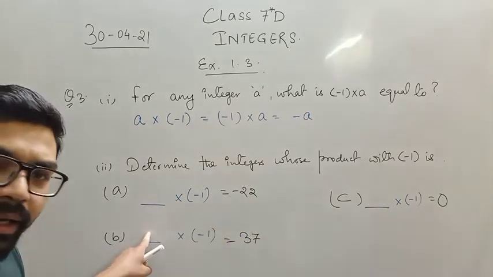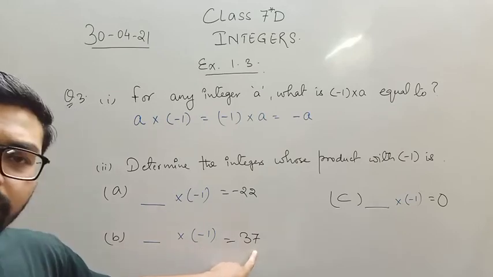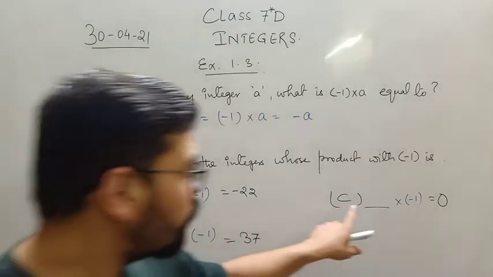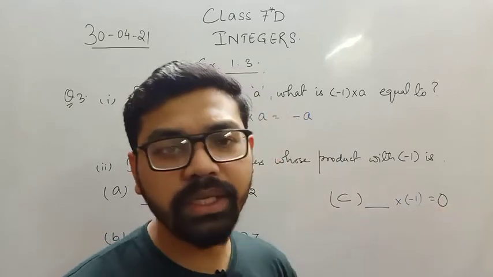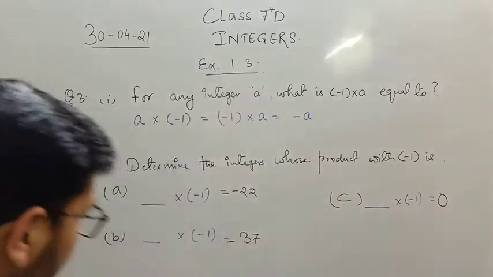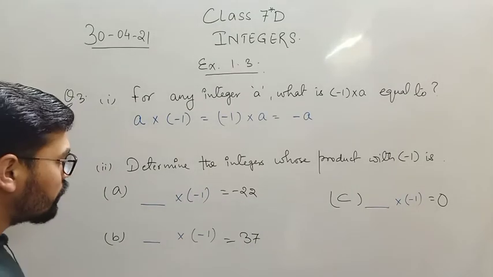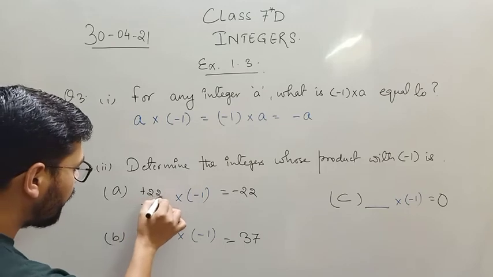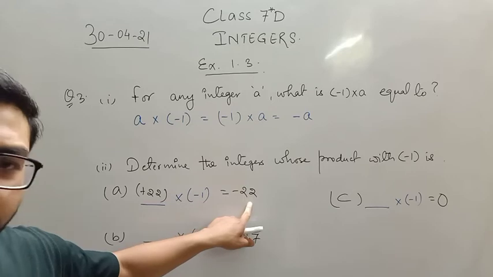What number will I get here, so that when I multiply this number with minus 1, I'll get 37? What number should come here, so that when I multiply this number with minus 1, the result comes out to be 0? Now this is minus 1 and this is minus 22. So if I multiply plus 22 with minus 1, I'll get minus 22.